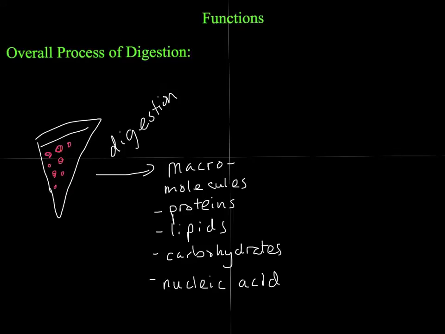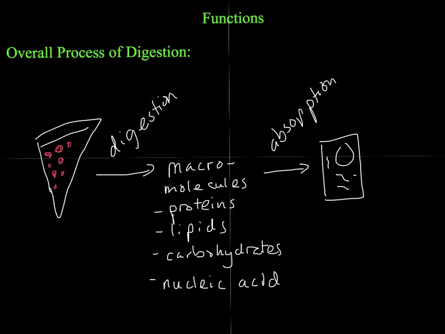So once we've broken the food into smaller substances, right, we want the cells to take them in. And we call this absorption. And once these cells have absorbed these nutrients, then these cells can reassemble them into something that the body can use. So we can make new parts, or we can use them for energy.